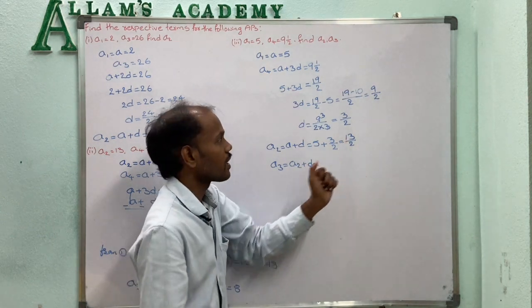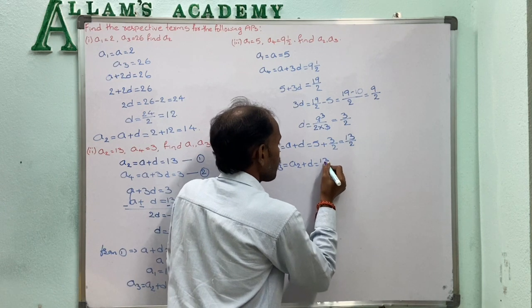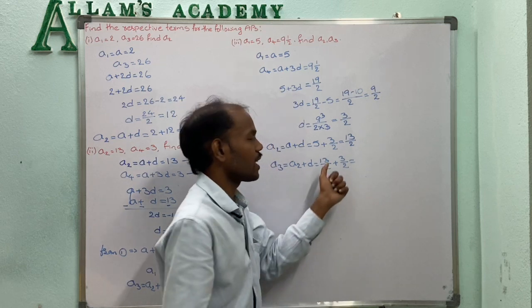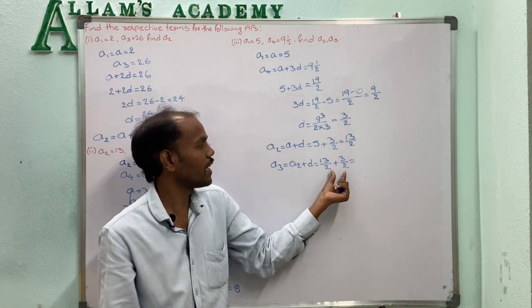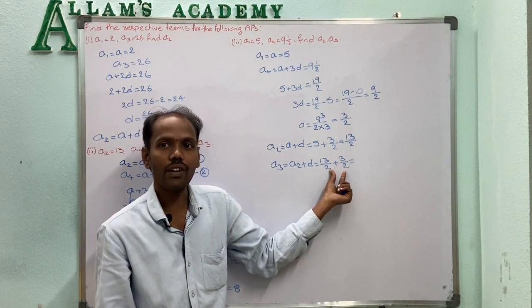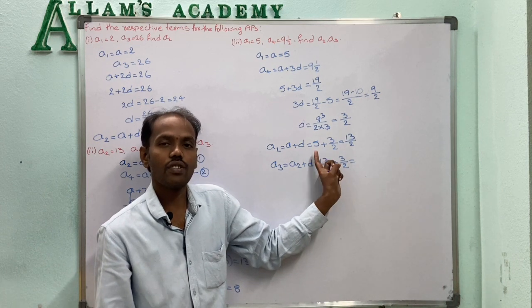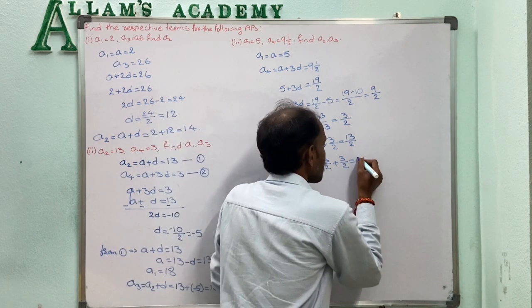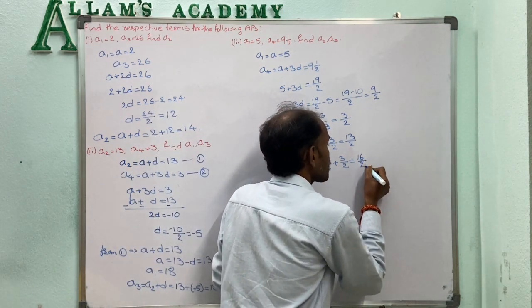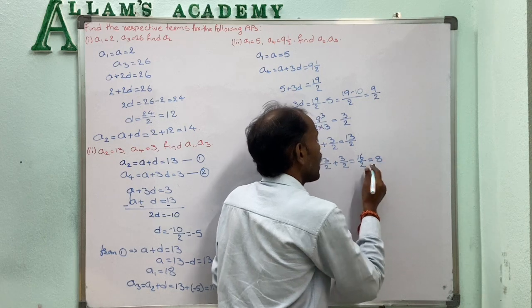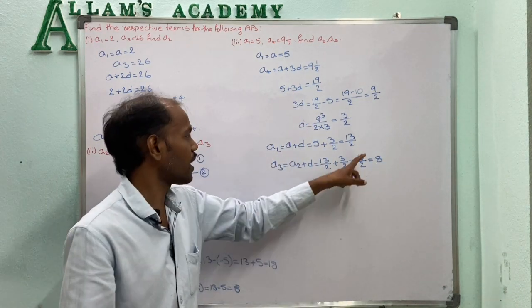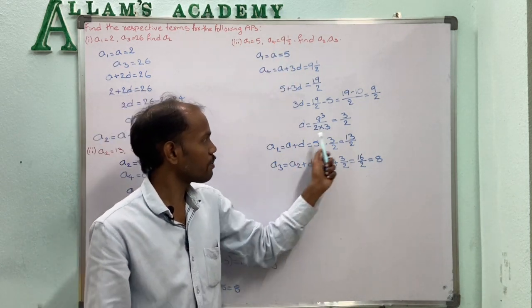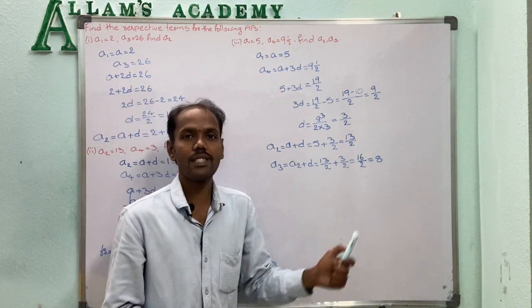Next A3 is equal to A2 plus d. A2 is 13 by 2 and the common difference d is 3 by 2. So 13 by 2 plus 3 by 2. So here the denominators are equal, so they are like fractions. So directly add the numerators. 13 plus 3, that is 16. 16 by 2 is nothing but 8. 2 eights are 16, so 8 by 1 equal to 8. So in the series, the second term is 13 by 2 and the third term is 8.